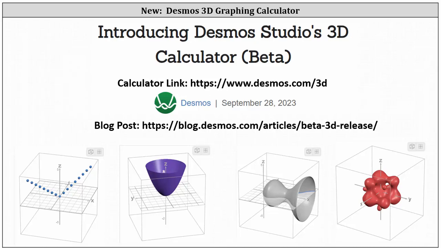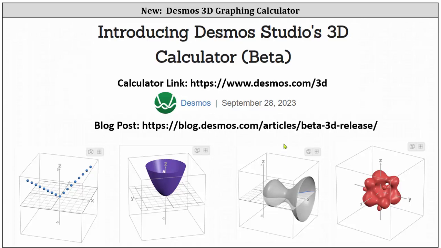I have some exciting news. Desmos just released a three-dimensional graphing calculator. To access the calculator, simply go to desmos.com/3D. And here's a link to the blog post about the release. Let's explore some three-dimensional graphs.